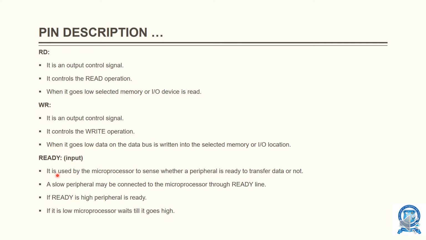Ready. It is used by the microprocessor to sense whether the peripheral is ready to transfer the data or not. A slow peripheral may be connected to the microprocessor through the ready line. If ready is high, the peripheral is ready and the data transmission can be done. And if it is low, then the processor waits until it goes high.